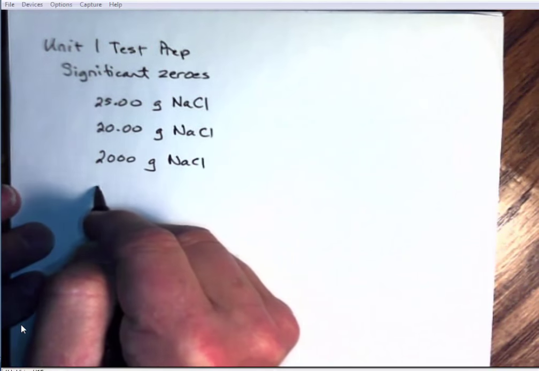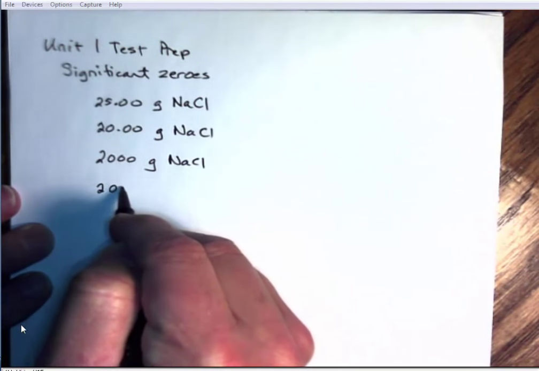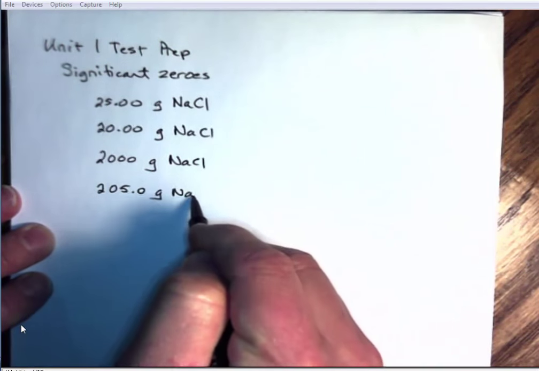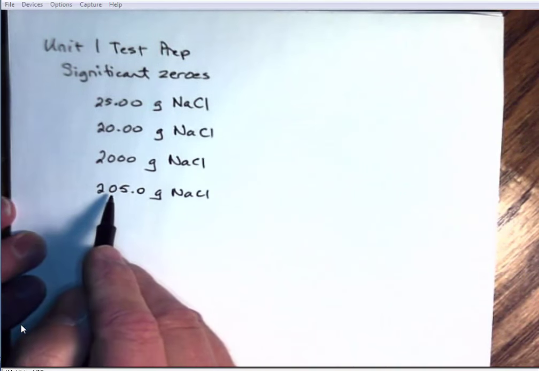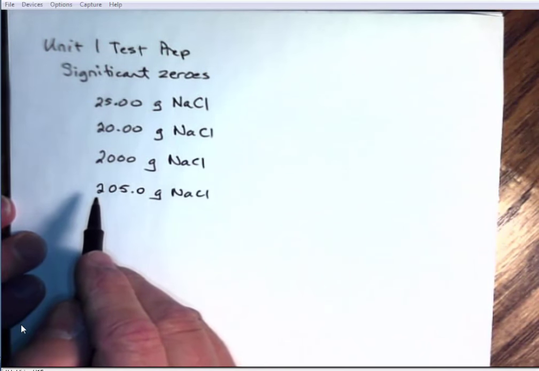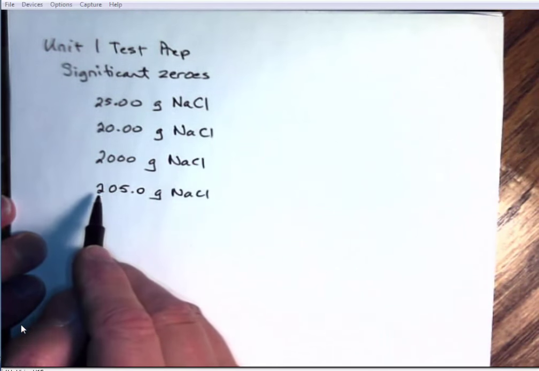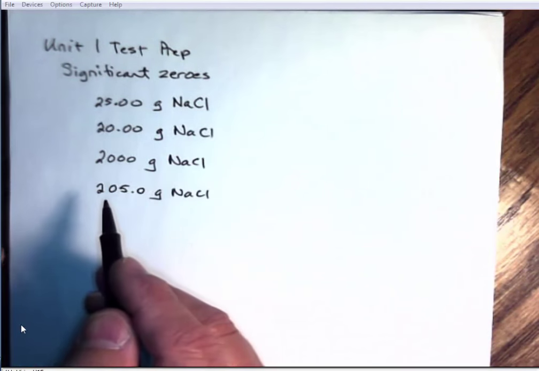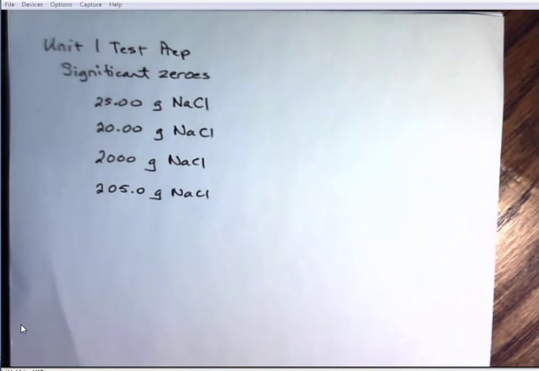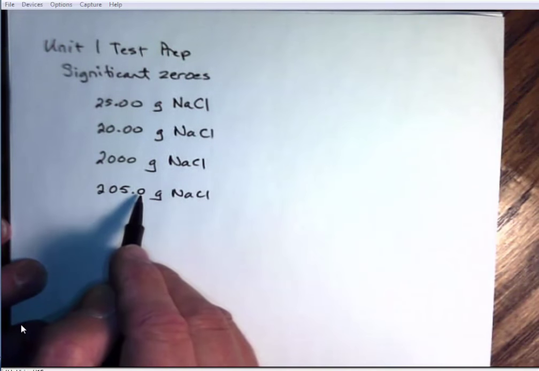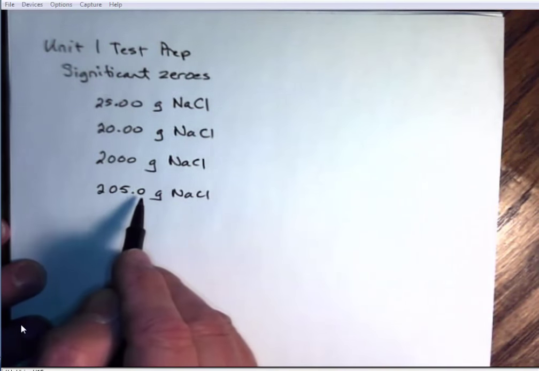Now if I have 205.0 grams of NaCl, then this zero that's in between two significant digits is also significant. Okay? Got that? All right. And that makes sense. I mean, if you leave out that zero as if it's not significant, well, that wouldn't be 205 anymore. It'd be 25 or something. That's not anywhere close to the same number. So that zero is also significant. That zero is significant because it's a trailing zero when there's a decimal place.